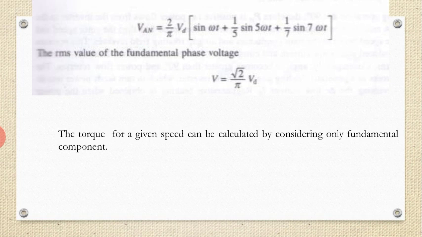Now the RMS value of the fundamental phase voltage is given: V is equal to root 2 by pi Vd, where Vd is the input voltage.